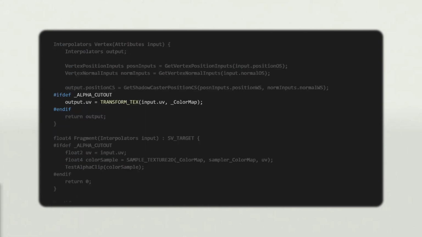To do that, add a UV field to Interpolators. Each field here is another that the rasterizer has to interpolate, and it's best to keep this struct as small as possible. Surround the UV field with a #if block, ensuring that it's only interpolated when needed. It's not as important to do this in the attributes struct, but it can't hurt. In the vertex function, transfer the UV to the output struct, again only if alpha cutout is defined. Then, in the fragment function, sample the color texture and call TestAlphaClip. We can wrap all of this in an if block too.